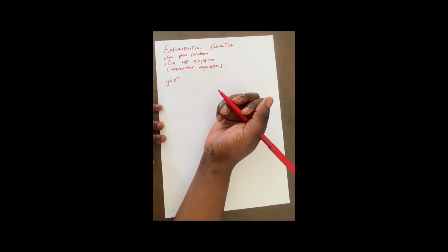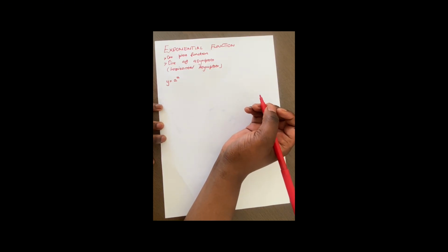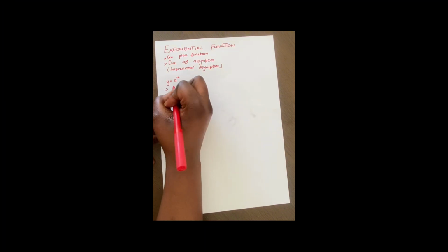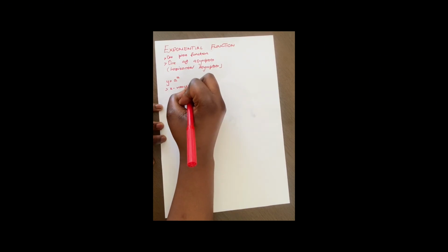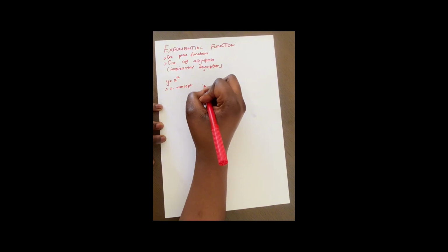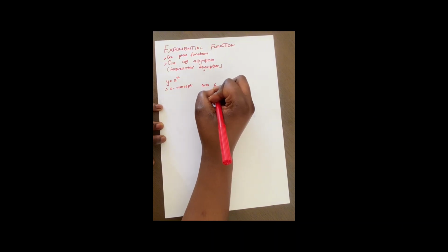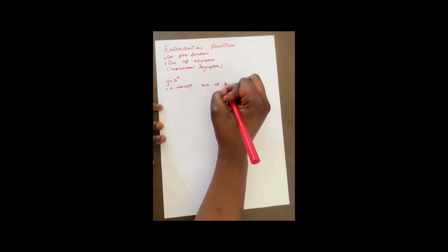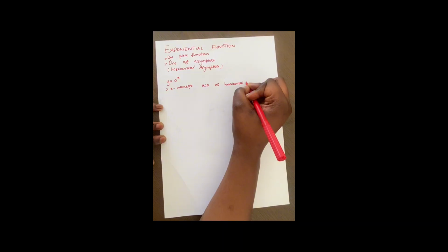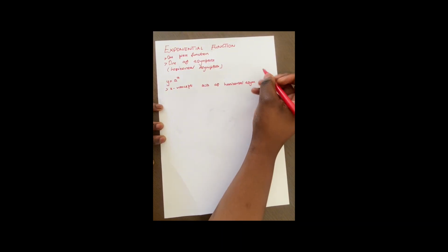Okay, so in this standard form, your x-intercept acts as your horizontal asymptote. You will see. I'm going to draw it for you in a minute. Asymptotes.